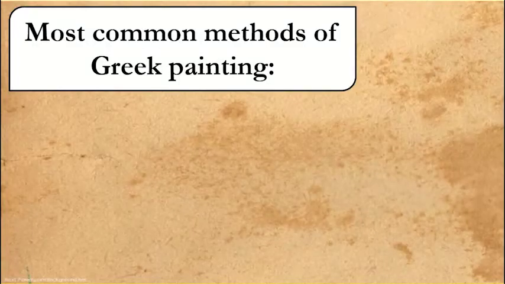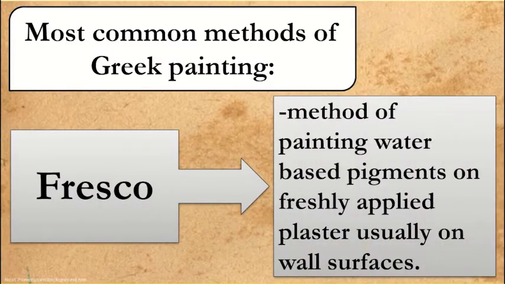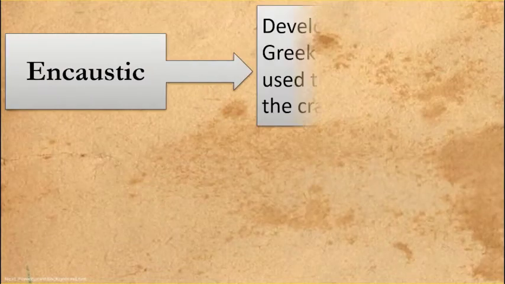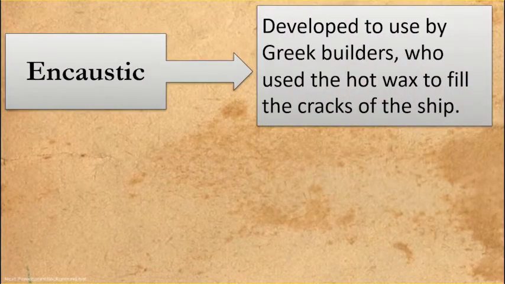These are the common methods of Greek painting. 1. Fresco. Method of painting water-based pigments on freshly applied plaster, usually on wall surfaces. Colors are made of ground powder pigments mixed in pure water, dried and set with plaster to become a permanent part of the wall.